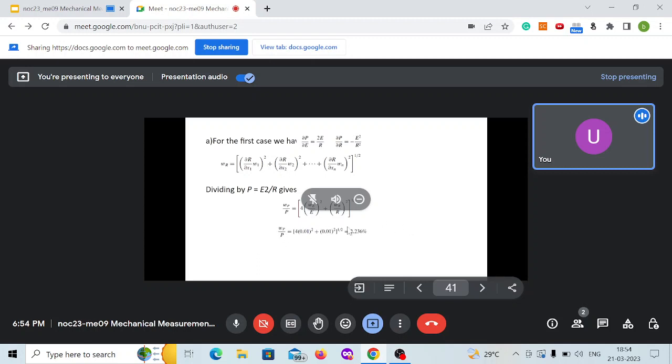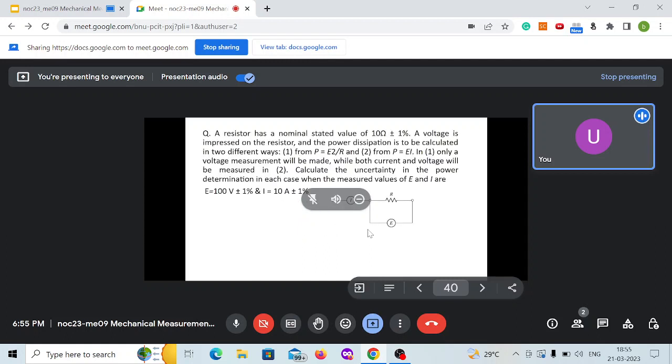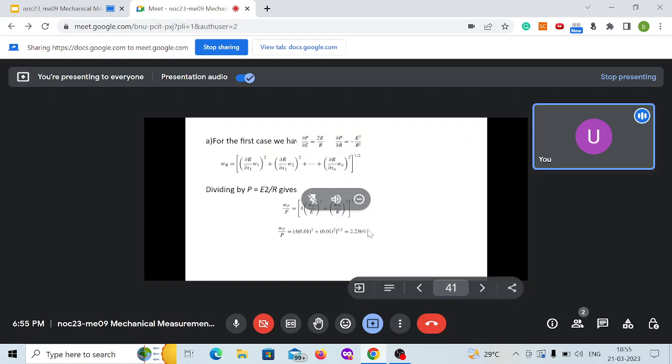After the summation, if you substitute the values, w_E is 1% of E, so that will be 0.01, and w_R is also 1% of R, so that will also be 0.01. When you take the square of that, the percentage uncertainty, w_P by P, will be 2.236%. So the initial case for P equal to E square R, when you use that relation, is 2.236%. So the next case is P equals EI.